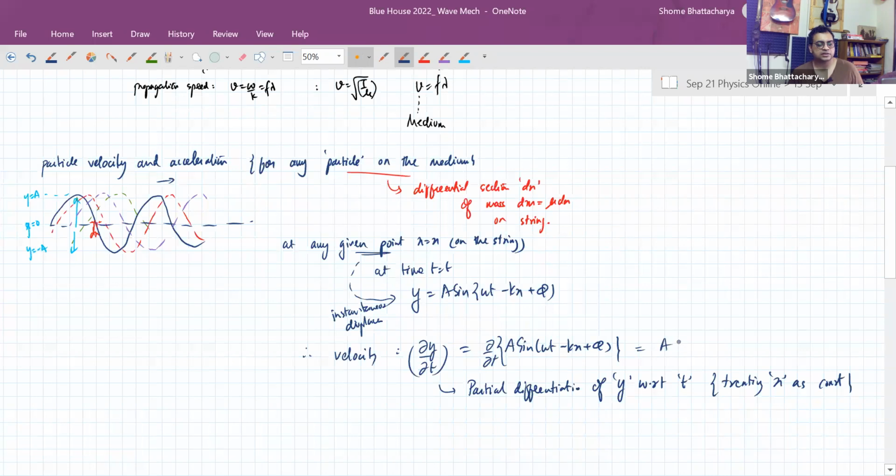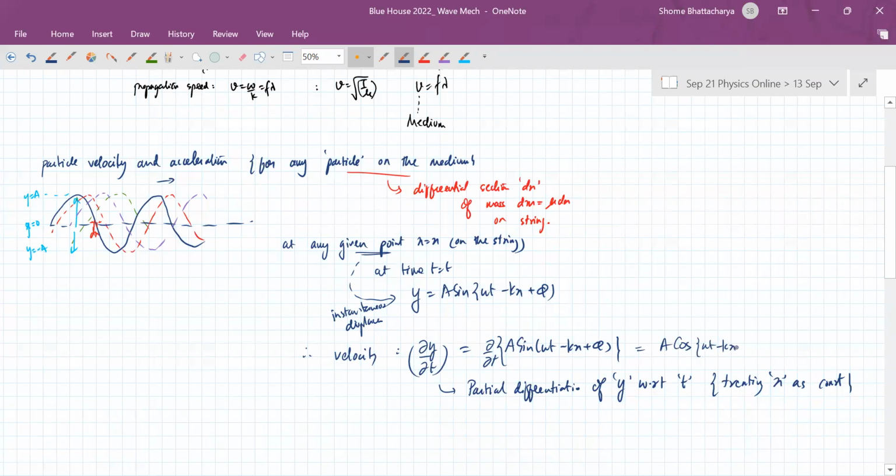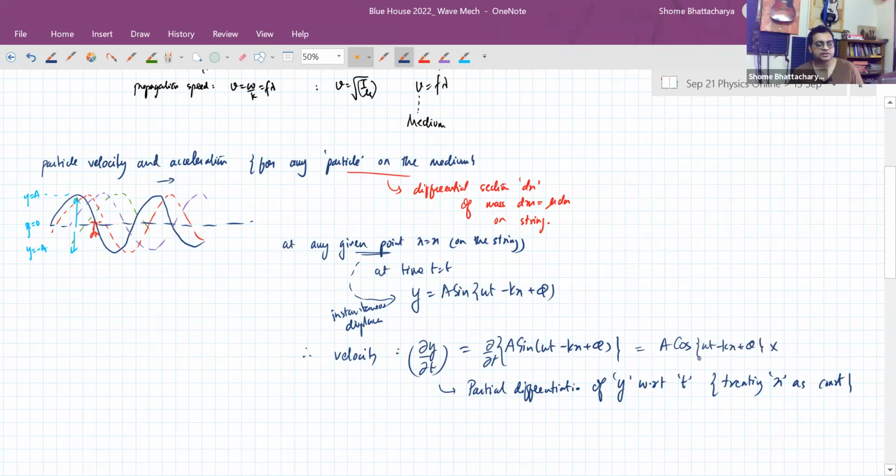A comes outside, the derivative of sine is cos. So cos of omega t minus kx plus phi, times the derivative of the term inside the bracket. Again, remember in the term inside the bracket, x is now a constant because we are partially differentiating with respect to time, so only omega comes in that derivative. So the particle velocity is given by this function: del y by del t is A omega cos of omega t minus kx plus phi.